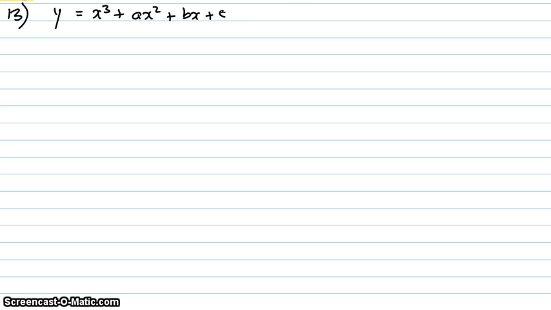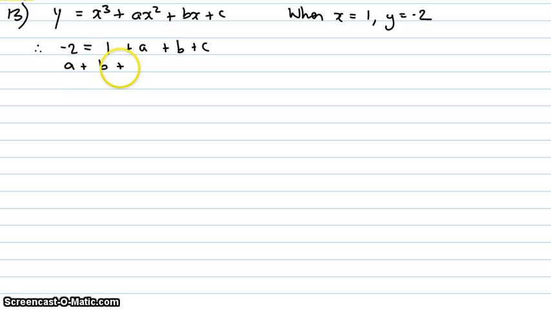We also know that when x equals 1, y equals -2, because it passes through the point (1, -2). So therefore we get -2 is equal to 1 plus a plus b plus c, or in other words, a plus b plus c equals -3. This will be our first equation.